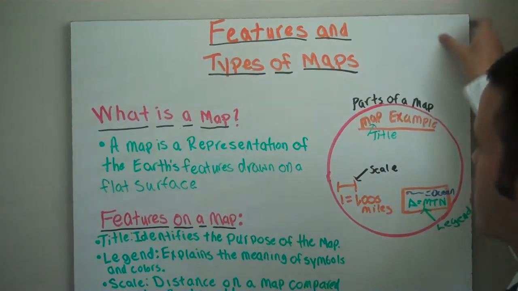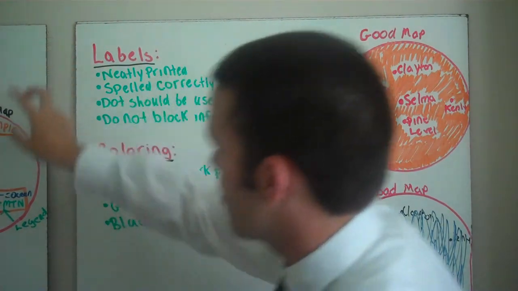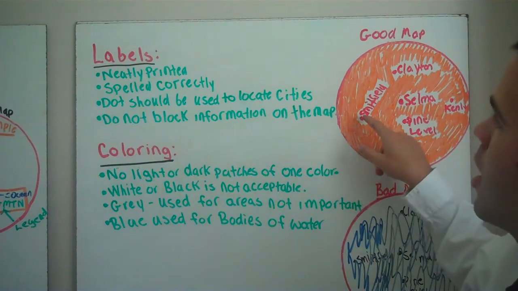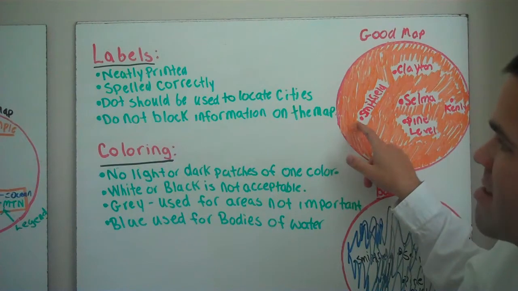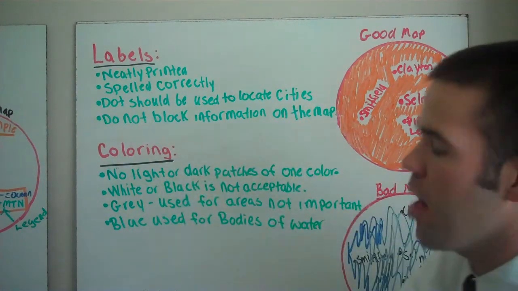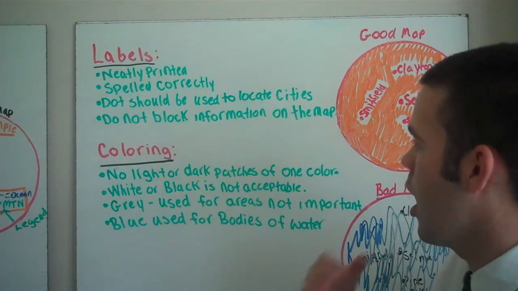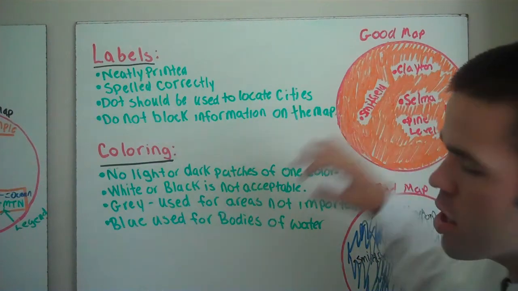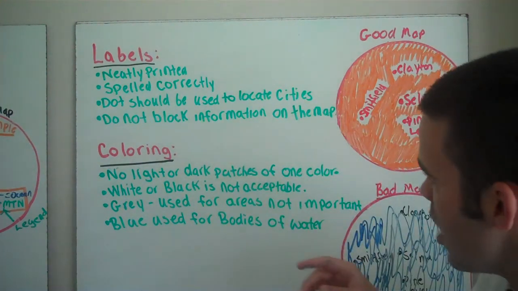The next few features talk about labeling and the coloring that goes on a map. Let's start with labeling. Labels are neatly printed, they are spelled correctly, and a dot should be used to locate the cities. You also do not blank out information on the map with colors and mountains and oceans or any other landmark. You simply put the word and then you space yourself out from there.